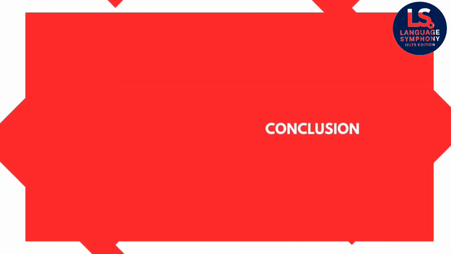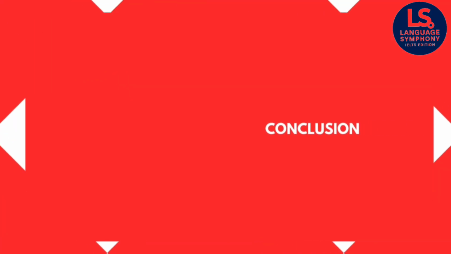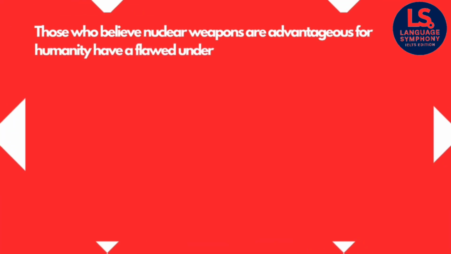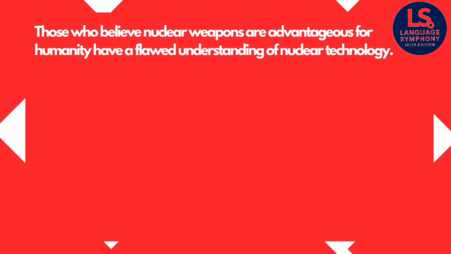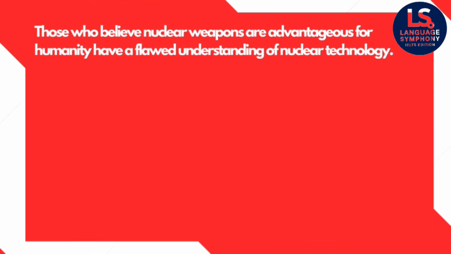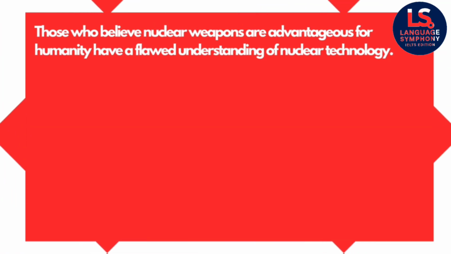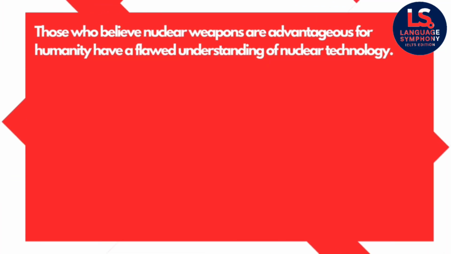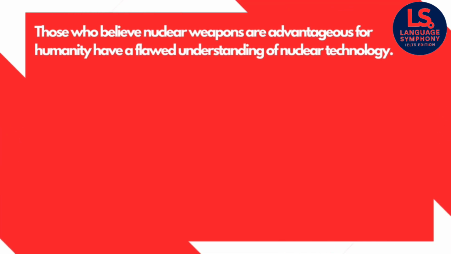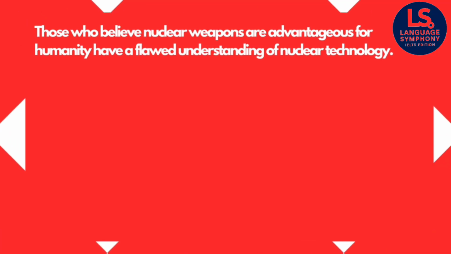Now let's look at how this essay wraps up with a strong conclusion. We start with a clear restatement of the opinion. Those who believe nuclear weapons are advantageous for humanity have a flawed understanding of nuclear technology. This sentence doesn't copy the introduction word for word. Instead, it rephrases the opinion in a confident and assertive way. That's exactly what the IELTS examiner wants to see.